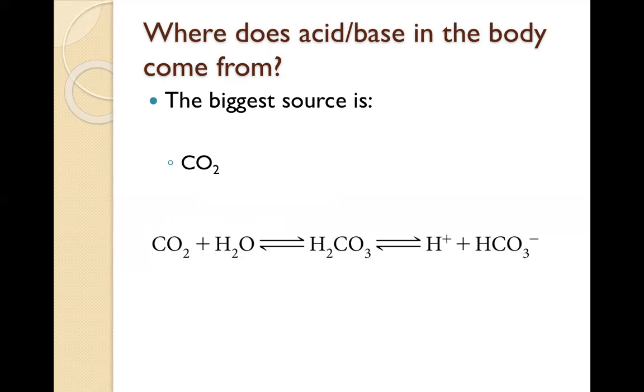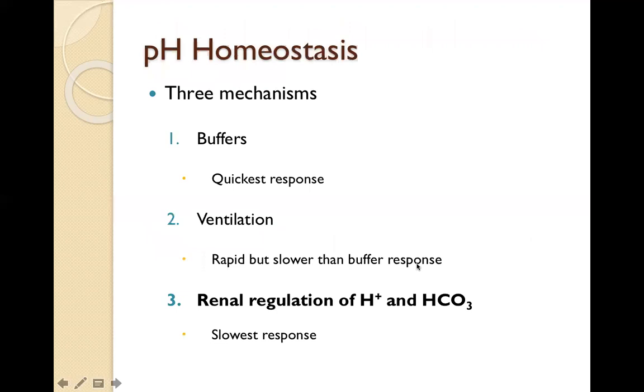And it has to do with this equation. Carbon dioxide plus water yields carbonic acid, and then that carbonic acid dissociates into a hydrogen ion and a bicarbonate ion. This is all occurring in the presence of carbonic anhydrase, which is that enzyme that will catalyze both the forward and the reverse reaction.